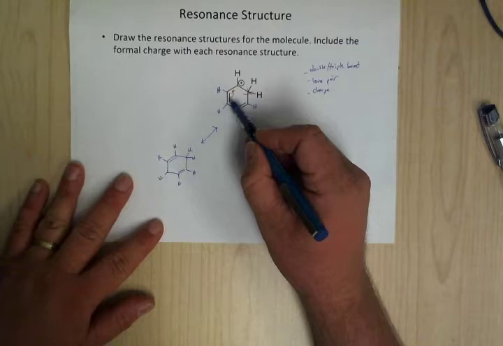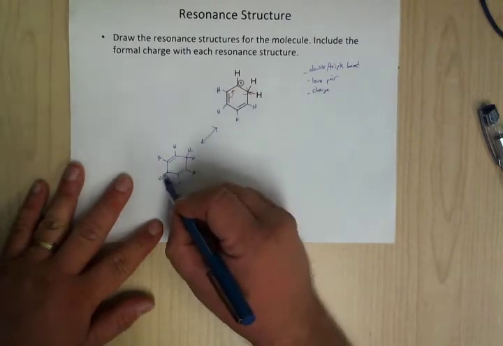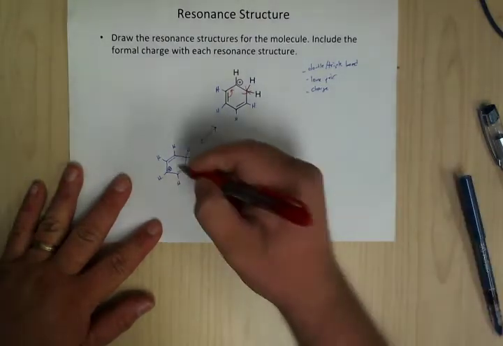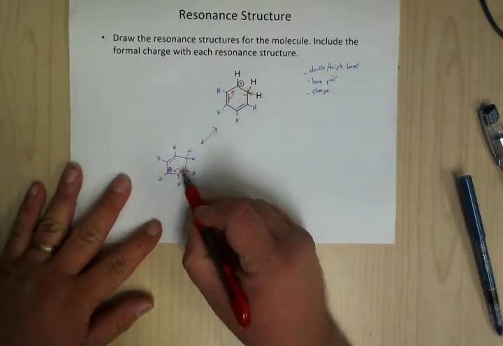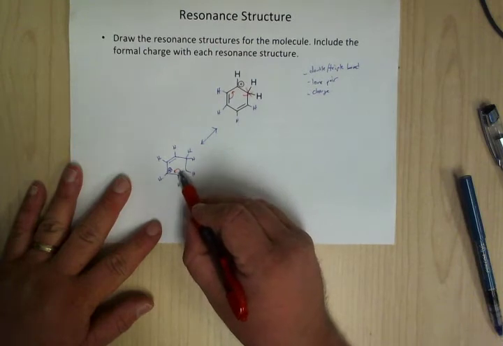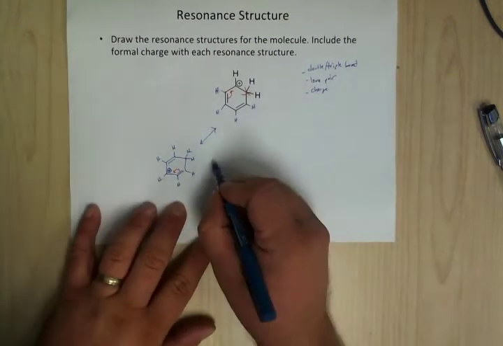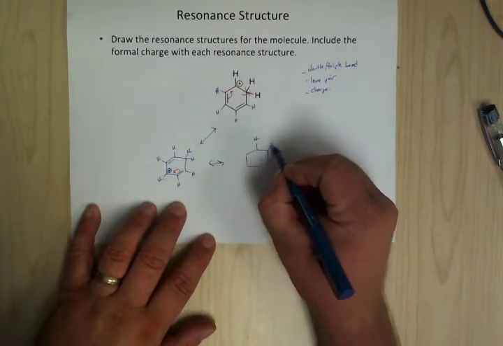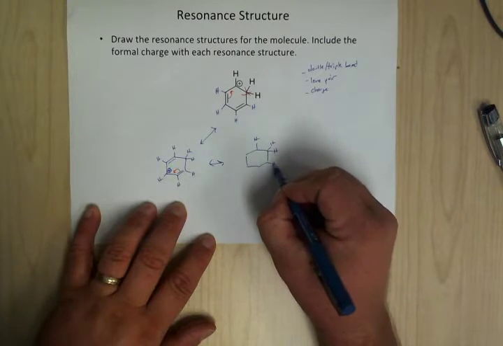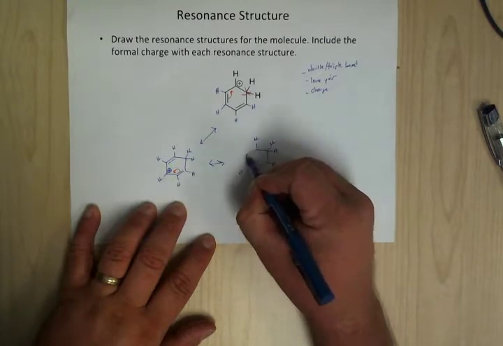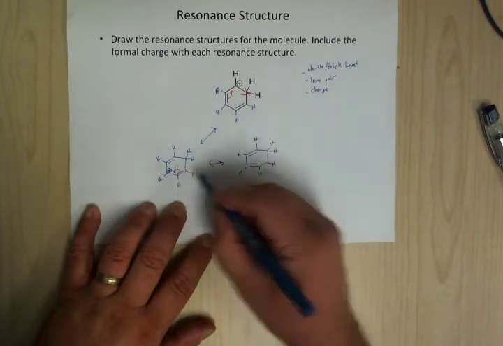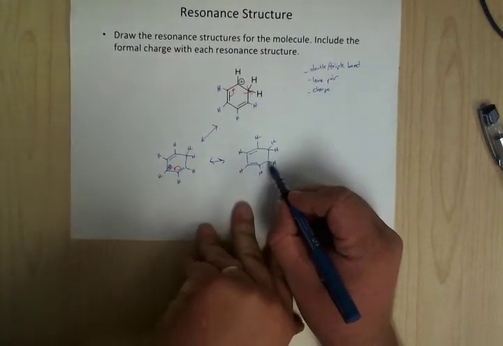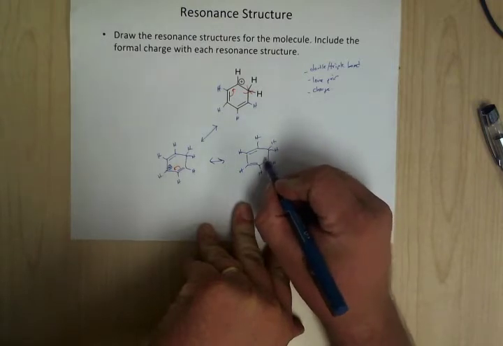So we've moved these pi electrons up there, so now this carbon here only has 3 bonds, so that gets the positive charge. Now to get that 4th bond on this carbon, we can also shift that guy over. So now that's there, that's there. Now this carbon only has 3 bonds, so the charge is there.